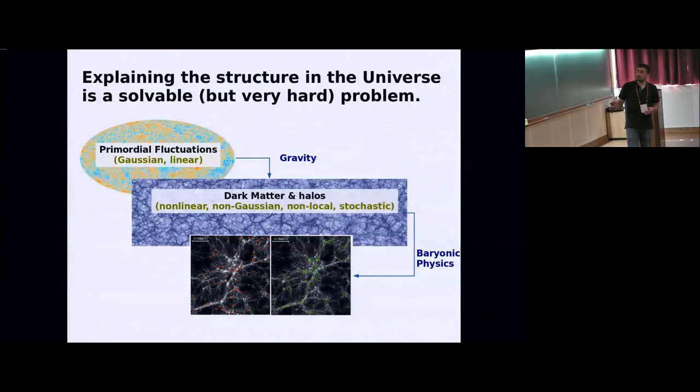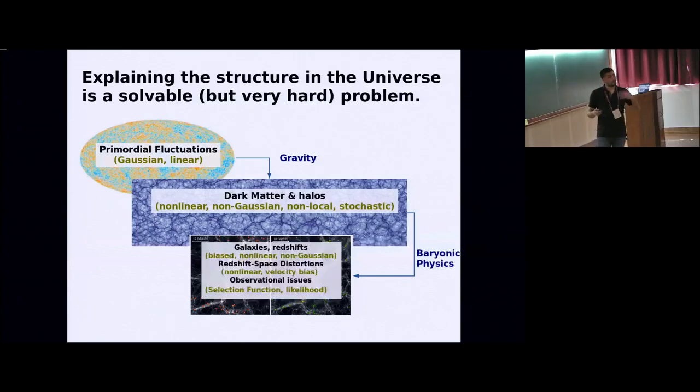And even if we predict what the nonlinear state of mass in the universe is today, we still need to account for baryonic physics. We know that gravity is not the only force in the universe; there are also hydrodynamic forces and other processes like star formation and feedback from supermassive black holes and so on. That makes the problem even harder. And typically we observe galaxies, which are also a biased tracer of the underlying field.